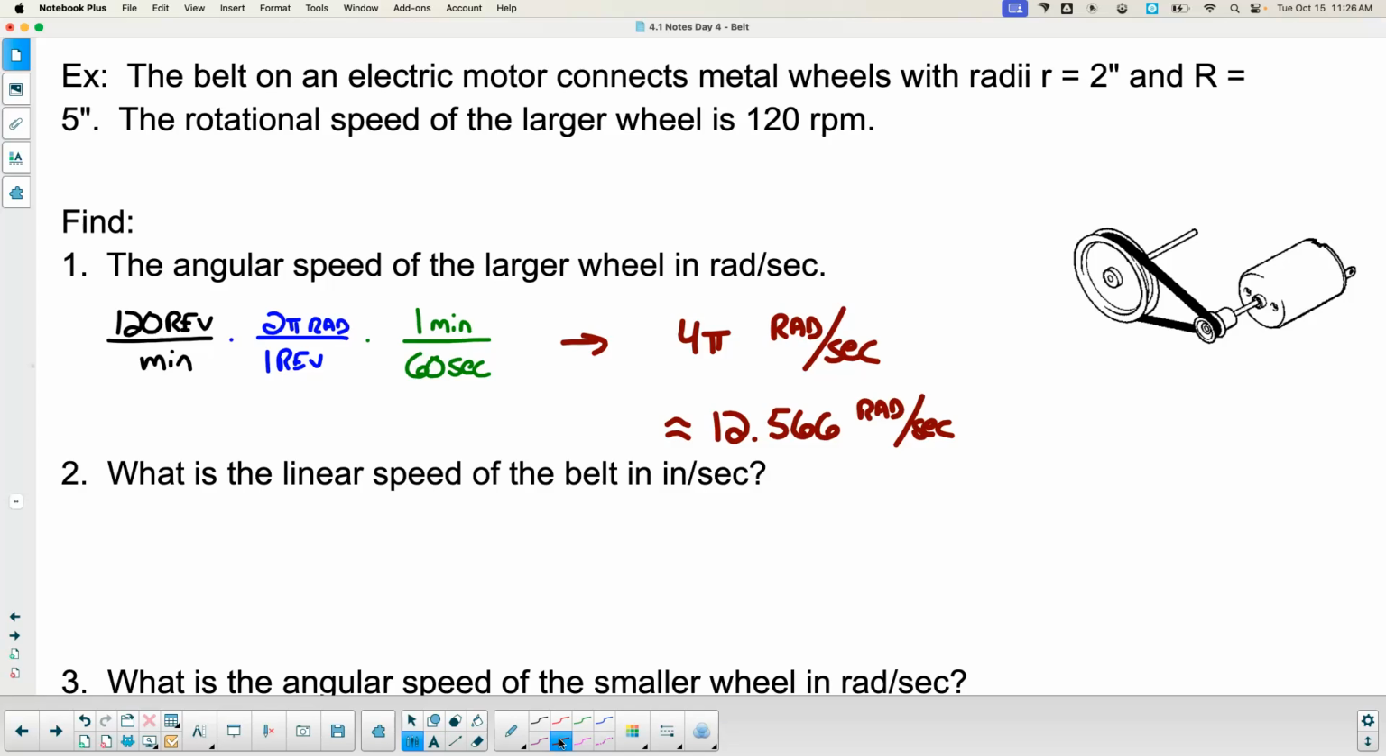Which is why here in number 2, we asked you to find the linear speed in inches per second of the belt. Well, I know from the last problem that the angular speed of that pulley is 4 pi radians per second.